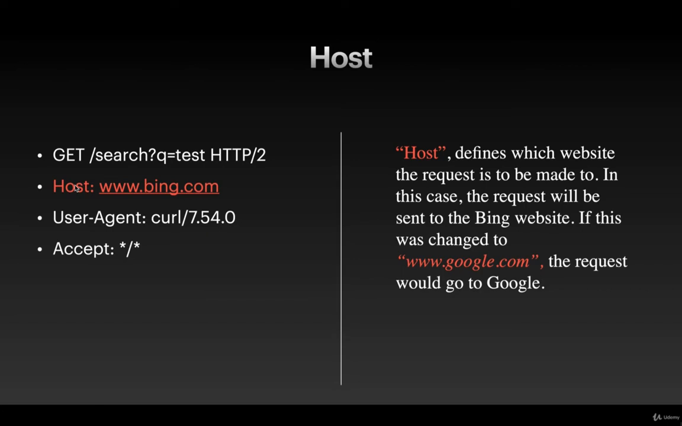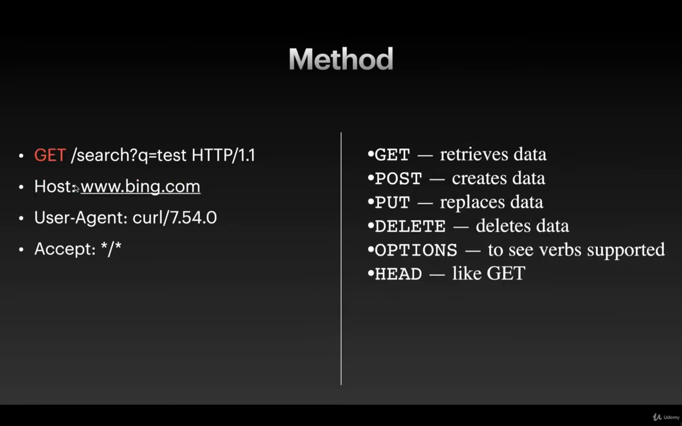On the right hand side, the definition is something like this. A host defines which website the request is to be made to. In this case, the request will be sent to the Bing website because the host header contains bing.com. So if you change that to google.com, the request would go to Google instead of Bing.